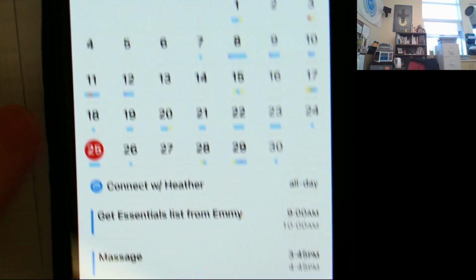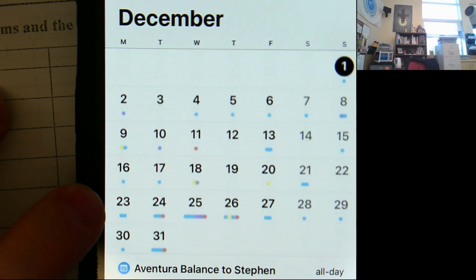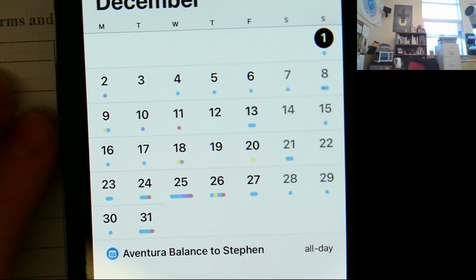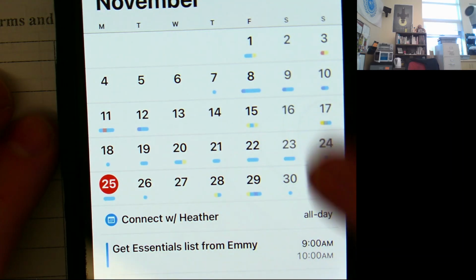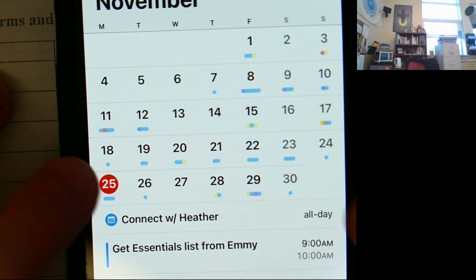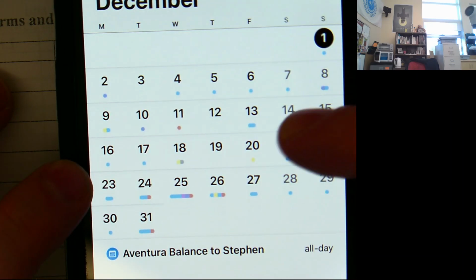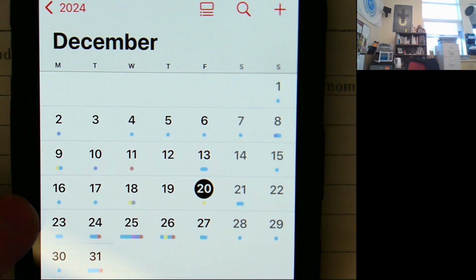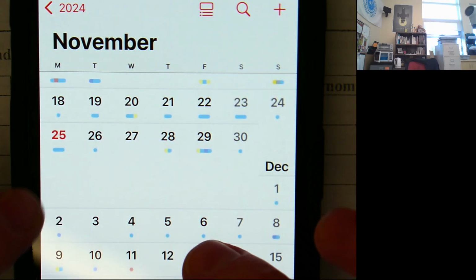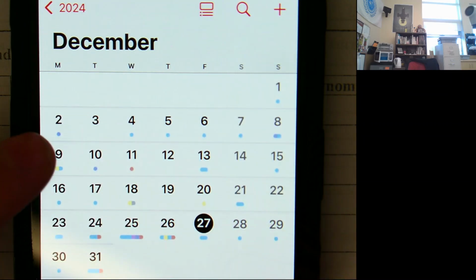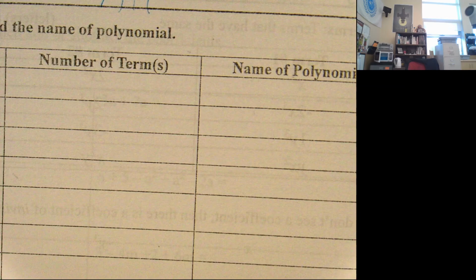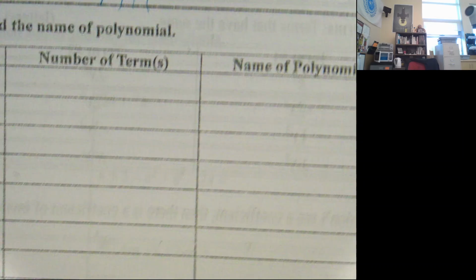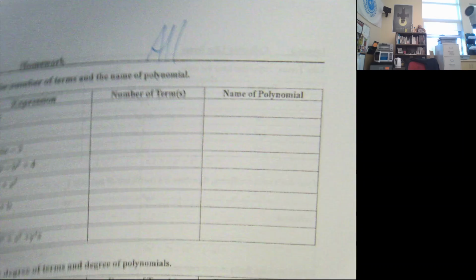Here we are on the 25th. Yeah, it's my wife's friend. That's my wife's calendar. All the blue is her. So here we are on the 25th. We go all the way to the 20th. So we've got that 1, 2, 3, 4 weeks. 4 weeks, 5 days every week. 5 days.